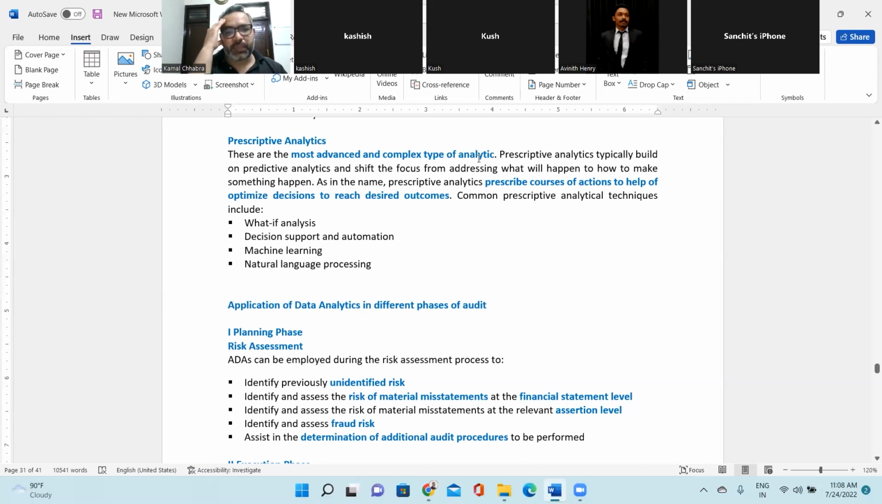As in the name, prescriptive analytics prescribes the course of action to help optimize decisions to reach the desired outcome. Common prescriptive analysis techniques are what-if analysis, decision support and automation, machine learning, natural language processing. Do you know what is natural language processing?